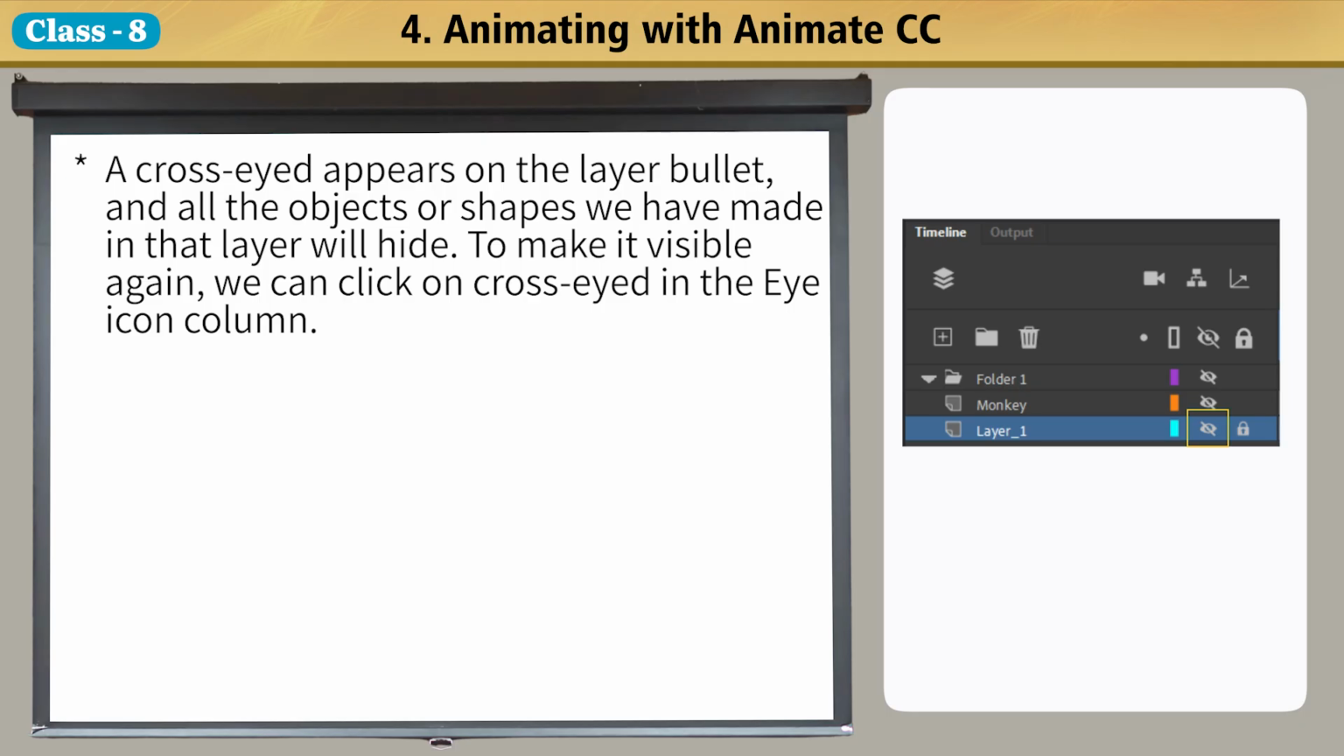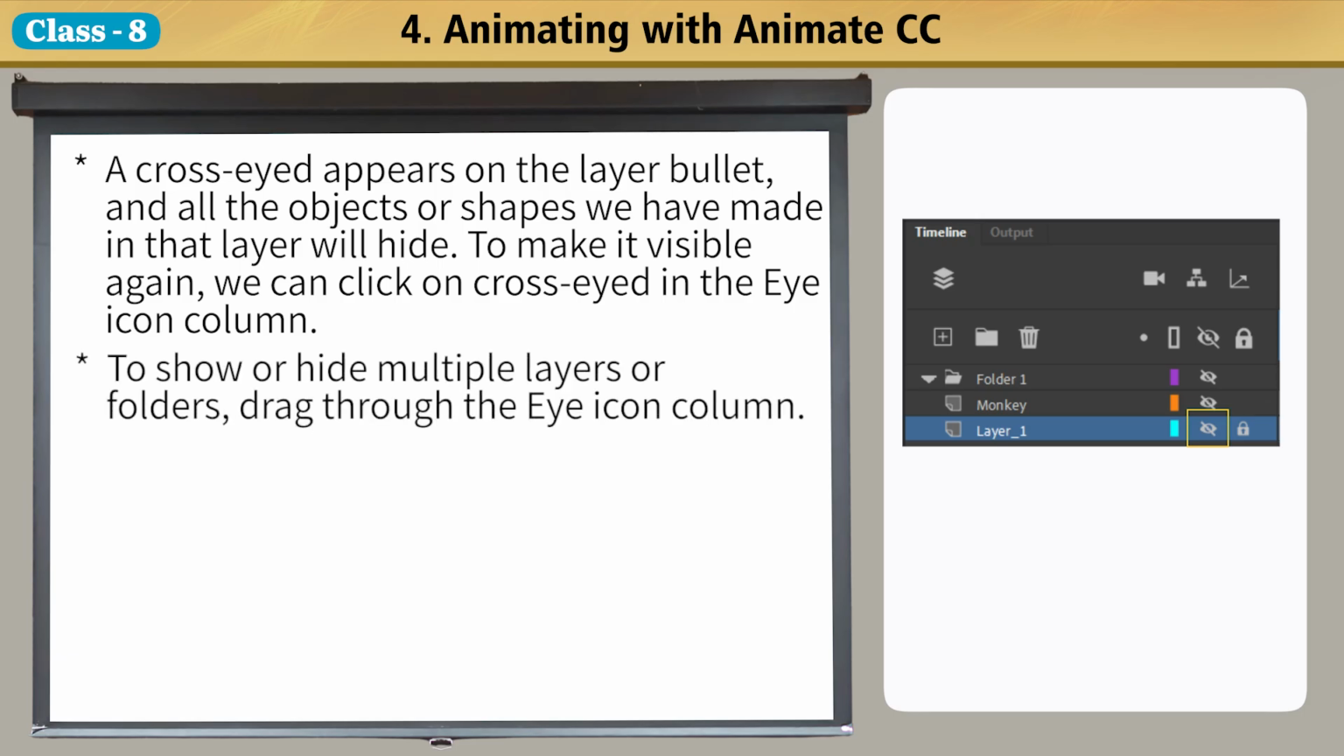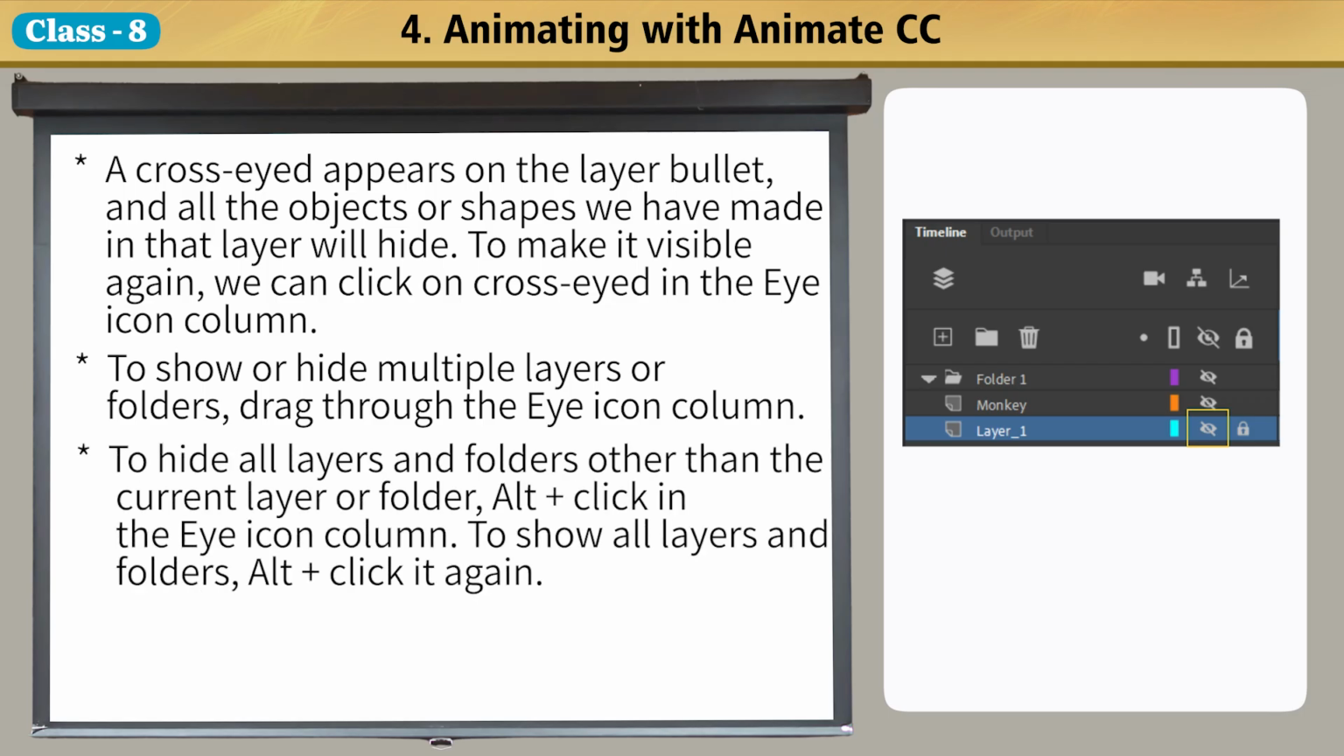A cross-eye appears on the layer bullet, and all the objects or shapes we have made in that layer will hide. To make it visible again, we can click on the cross-eye in the eye icon column. To show or hide multiple layers or folders, drag through the eye icon column. To hide all layers and folders other than the current layer or folder, Alt plus click in the eye icon column. To show all layers and folders, Alt plus click it again.